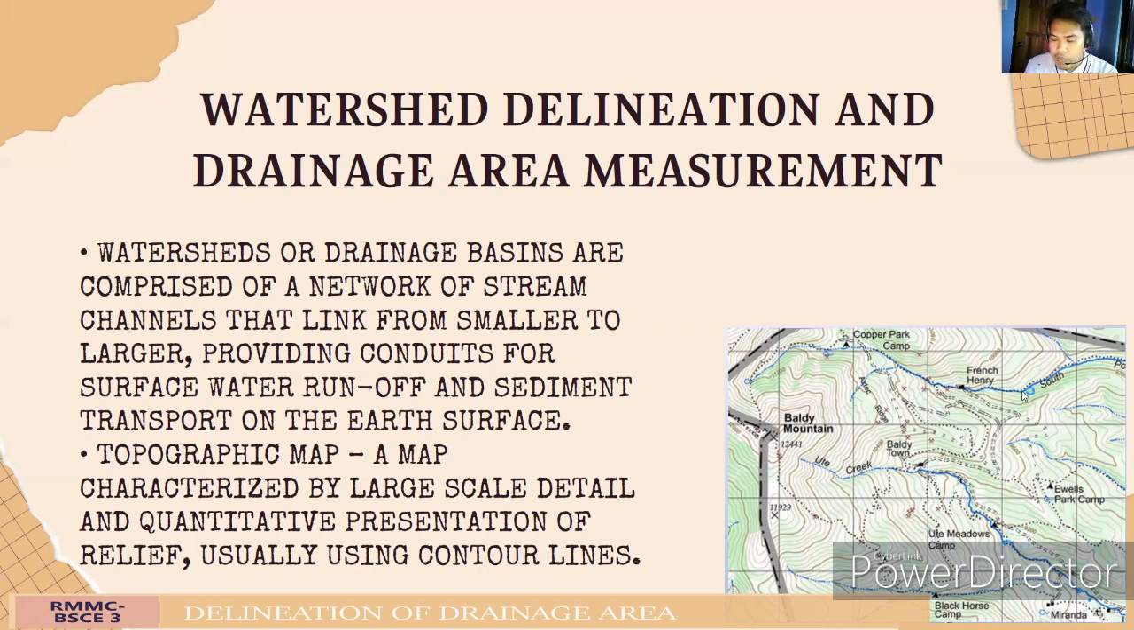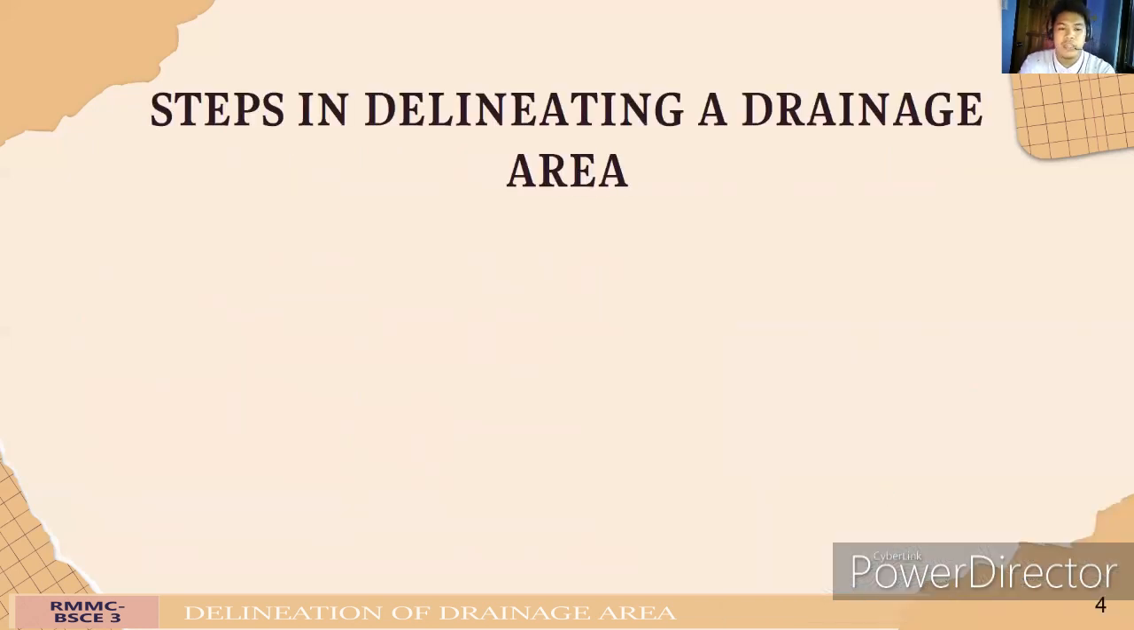So these blue areas are rivers, and these contour lines represent the valleys, ridges, hills, or mountains. So, next, the steps in delineating a drainage area. We have 12 steps on how to delineate a drainage area.